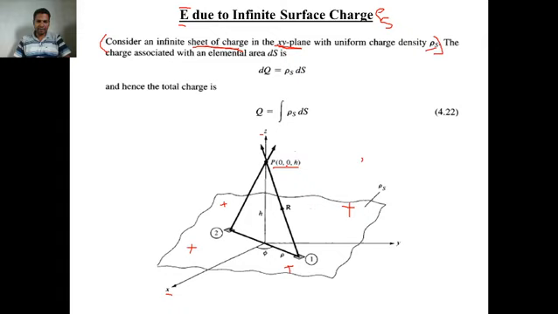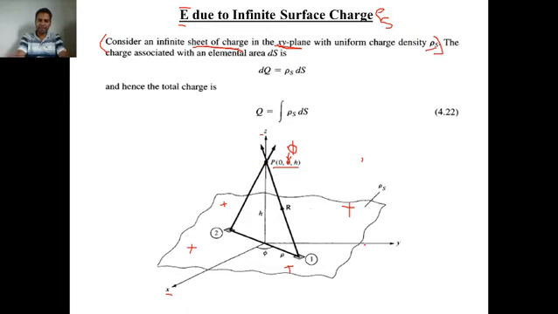But here one mistake is there. This second coordinate is not 0, the second coordinate is phi. This is a print mistake. So this is the second coordinate here: 0, phi and h. Now I want to find out the electric field intensity at point P due to this infinite surface charge.